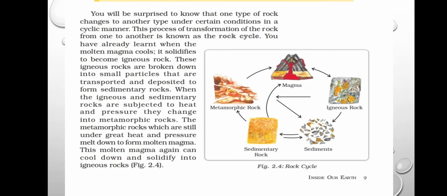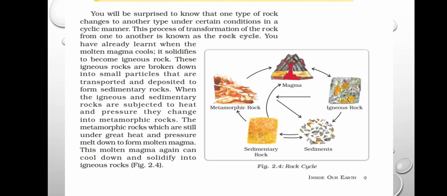Now the last important thing is the rock cycle. It is very important. Rock cycle means, you have already heard about the three types of rock: igneous, metamorphic and sedimentary. From any type of rock, other types of rock can be formed, and it happens in a cyclic way. This process of transformation of one rock to another rock is known as the rock cycle.